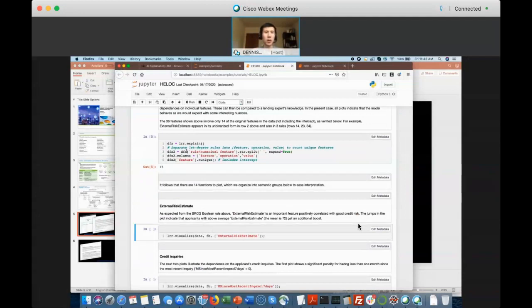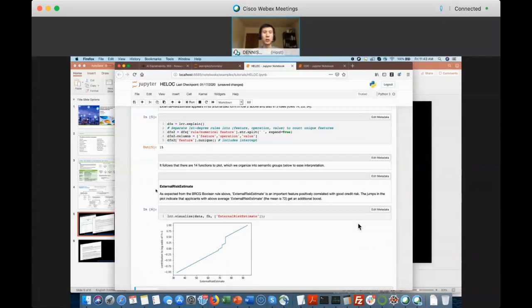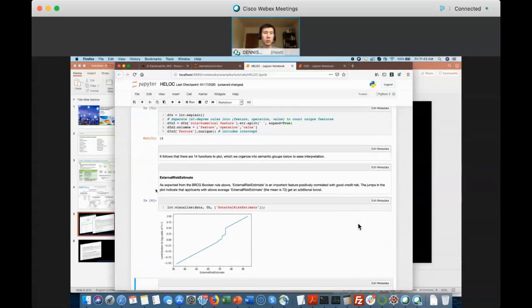So let me show you some examples of these. I don't think I'm going to go through all of them. So here, for example, is the component of the model that depends on this external risk estimate feature that I've already said a few things about, right?